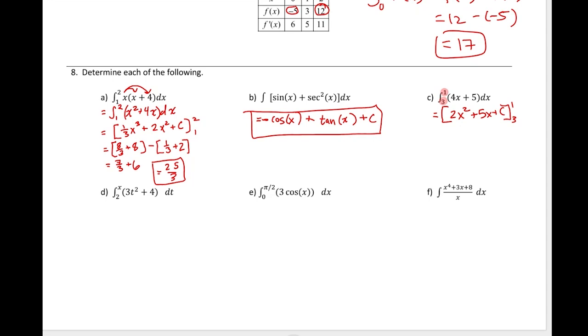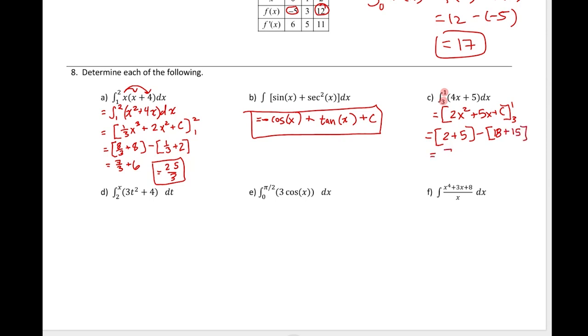substituting things in. So I'm going to substitute in 1. So that's going to be 2 plus 5. And then substitute in 3. 3 squared is 9. 9 times 2 is 18. 3 times 5 is 15.